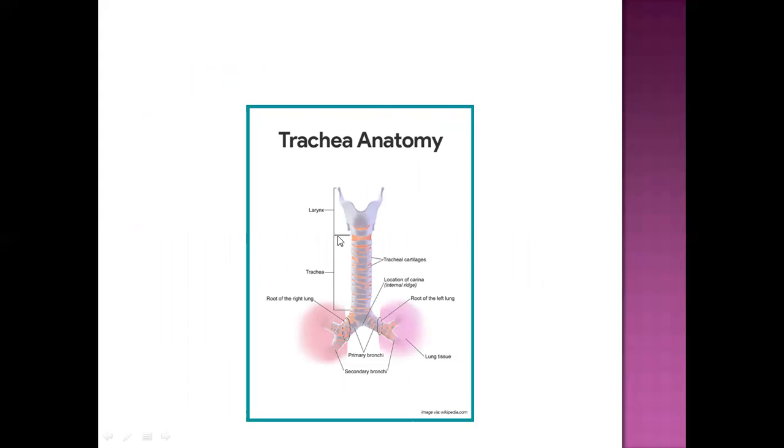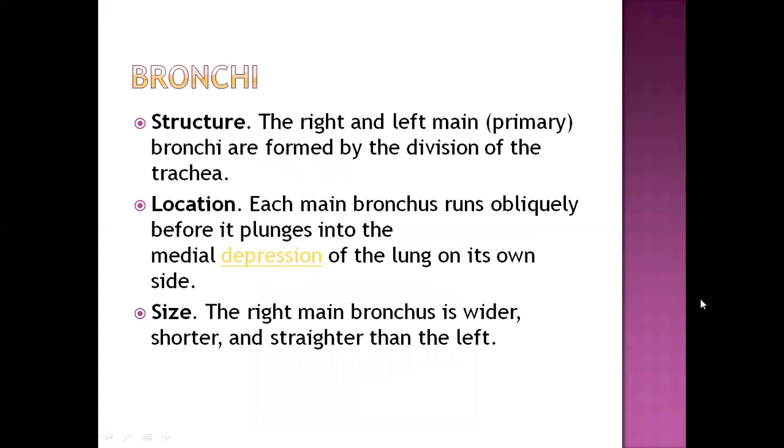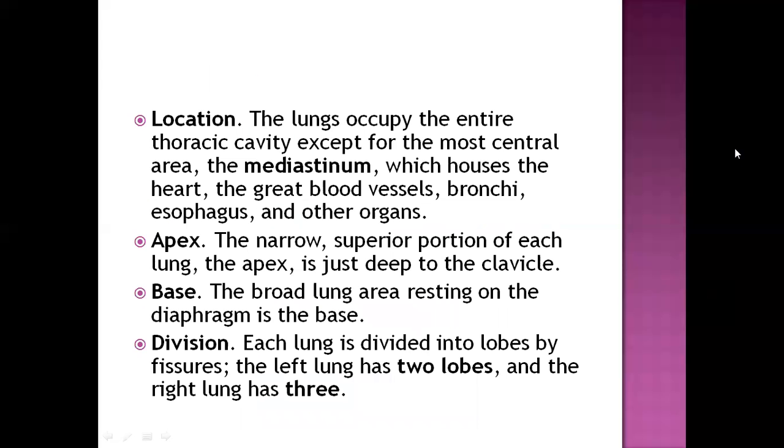We find trachea after larynx anatomically, which leads to bronchi. Now, bronchi is the entrance to lungs. Bronchi are located at both right and left side. Right bronchus is wider, shorter, and also straighter than the left. They are located at the mediastinum, central part.